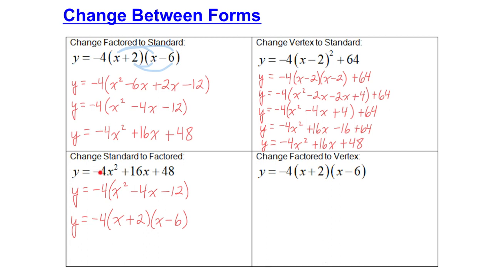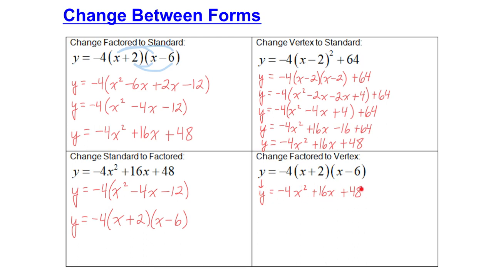In this case, minus 4 was a greatest common factor, and this factor is a simple trinomial. So we need two numbers that multiply to negative 12 and add to negative 4, 2 and minus 6. So this is the factored form. Now that we have the factored form, let's practice turning that into the vertex form. So you can expand and simplify this to turn it into standard form, and then complete the square to find the vertex form. We already turned it into standard form up here, so I just skipped all the work.